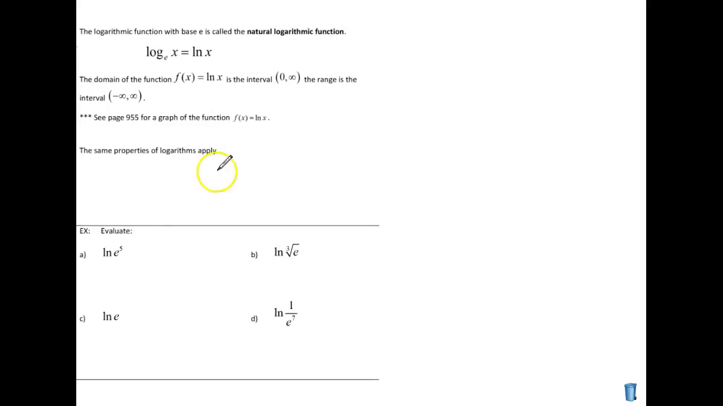Our properties of logs still are the same when we apply them in these situations. So natural log of e to the fifth. Think of this as log base e of e to the fifth. Well, what happens? The log base e and e cancel, so we're left with just 5. Natural log of the cube root of e, remember that's the natural log of e to the 1/3. So cube root is 1/3 power. So again, natural log and e cancel, and we're left with just 1/3.